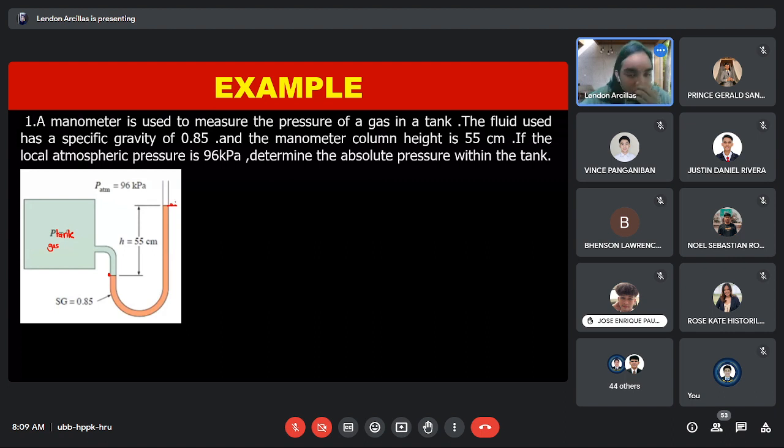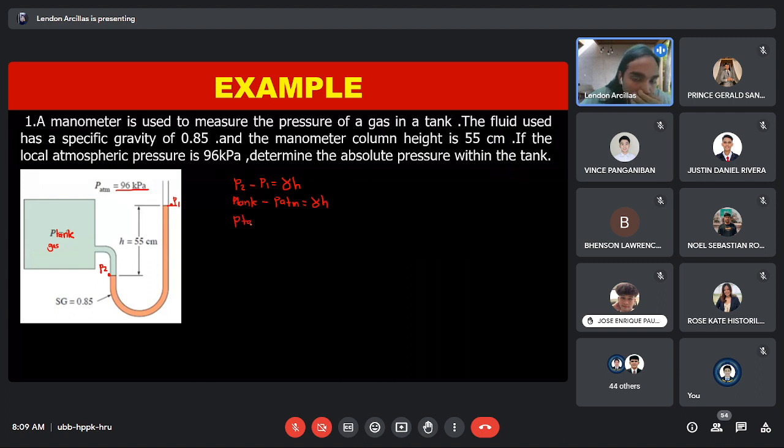So say for example, this is P1 and this is P2. So the local atmospheric pressure is 96 kilopascal, meaning P1 is equal to the P atmospheric. Determine the absolute pressure within the tank. So we need to find the pressure here. So to find the pressure of the tank, that is pressure 2 minus pressure 1, since malaki yung pressure dito, equal to the specific weight of the substance times the height. So as you can see, yung P2 natin is just the pressure of the tank. Minus, ang P1 natin is merong atmospheric pressure.